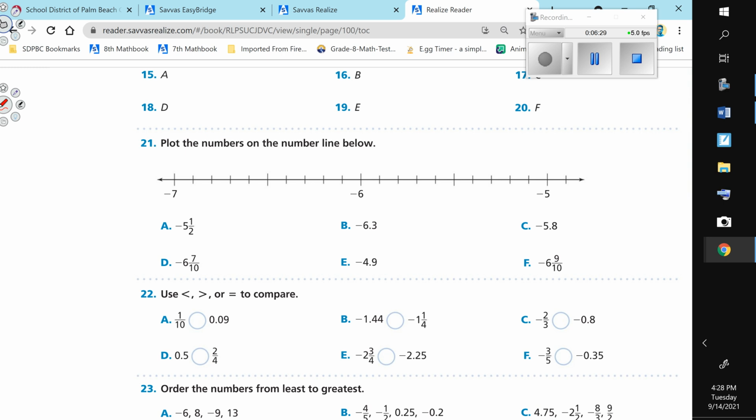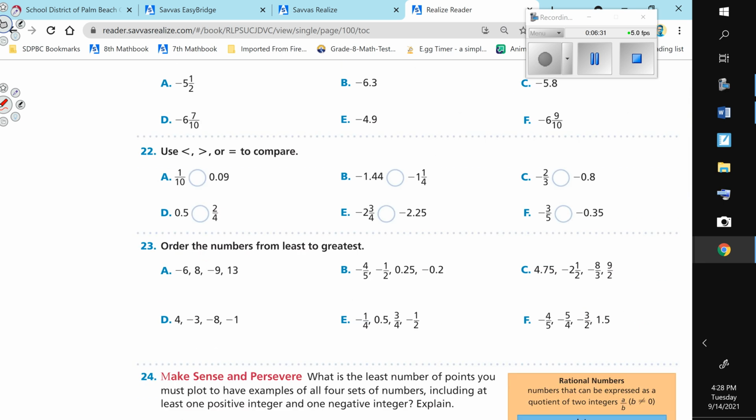Negative 5.4 is equal to negative 5 and 4/10, whatever one's easier for you to understand. And then, number 22, I'm going to do these two right here. This one's tricky, but remember, there's 1/4, and when I told you 1/4 is equal to 0.25, and there's a negative 1 here. So we're really comparing both of these numbers on a number line.